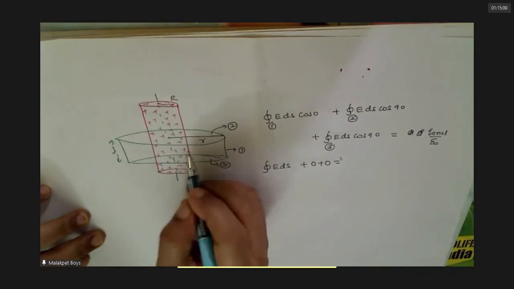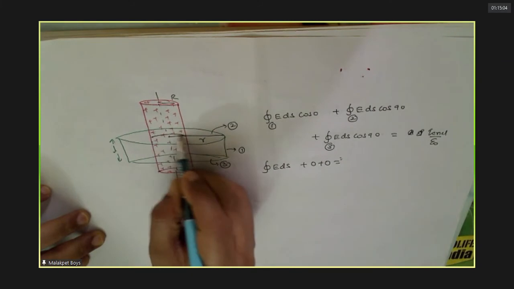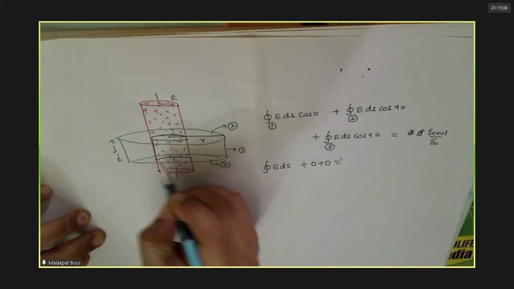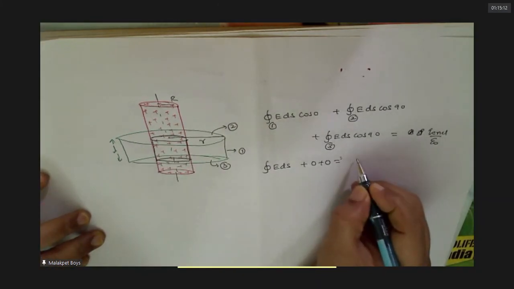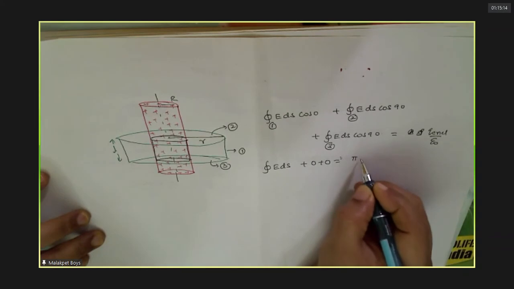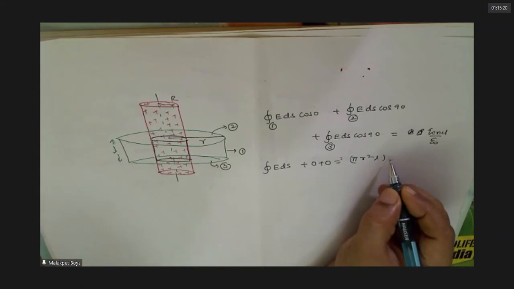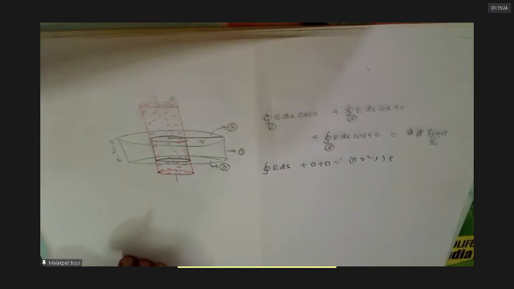Charge is not enclosed by this. Charge is only within this. You're able to visualize it. Charge is only within this region. We can calculate, correct? Charge enclosed is how much? Pi r square into L into rho. Do you agree or not? Yes, sir. Agree, sir.